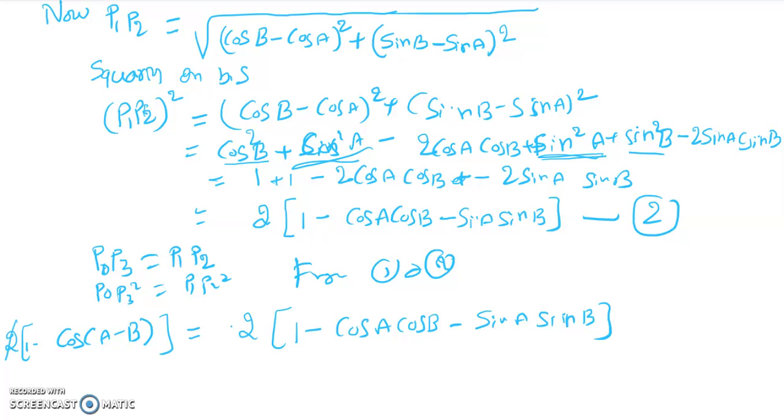Okay, 2 cancels. There is 1 here, 1 minus cos of (A minus B), and there also 1 minus cos of (A minus B), so the 1s get cancelled. Cos of (A minus B) is cos A into cos B, minus into minus becomes plus sin A into sin B. So this is the proof of this important theorem. This is a very important theorem. Go through it. In examination it is compulsorily asked for 6 marks in part E section.